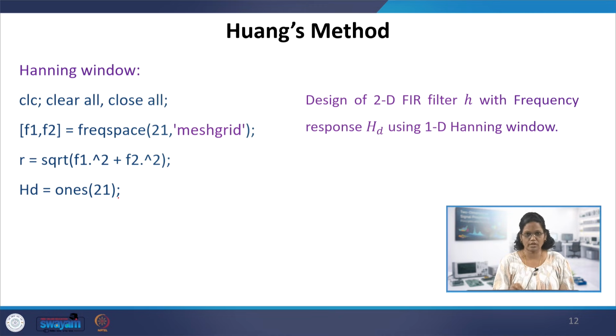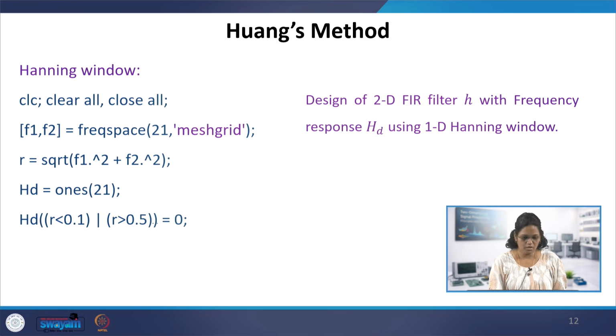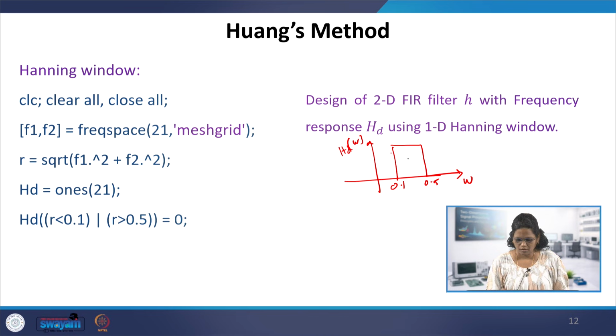So the HD response is ones of 21. The filter has a response of 1 for a certain band and 0 for other things. Here it is 1, and for R less than 0.1 and R greater than 0.5, HD is 0. So you have this band from 0.1 to 0.5. Ideally this is omega and HD of omega. I am showing this in 1D, but we will be doing it in the 2D case. So between R, this would be 1 for 21 points, and the rest of them would be 0.